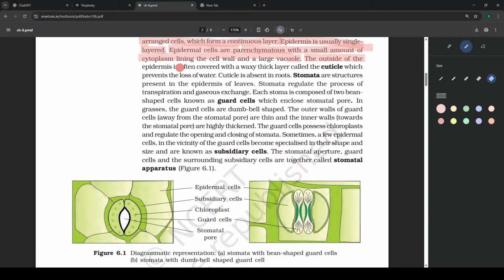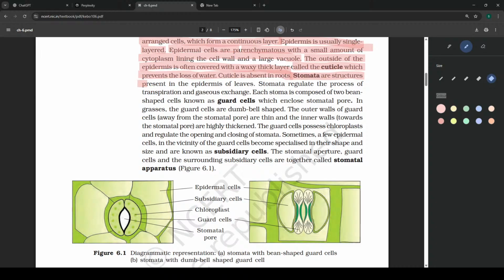The outside of the epidermis is often covered with a thick waxy layer called the cuticle, which prevents the loss of water. Cuticle is absent in roots. The epidermis outer layer is covered by this thick waxy layer called the cuticle, and it prevents water loss through transpiration. It's obviously not present in the root, because if it was present, how would the water go into the roots?